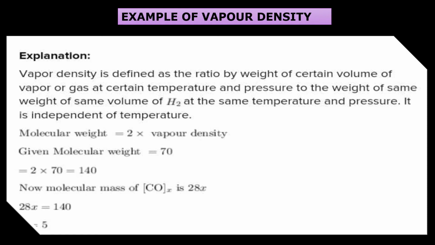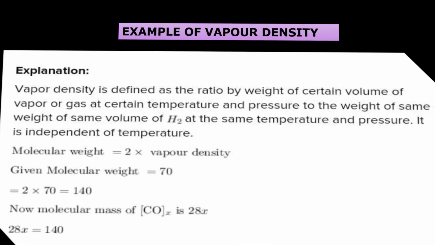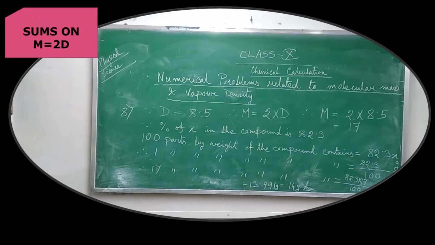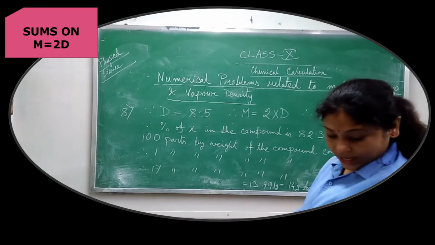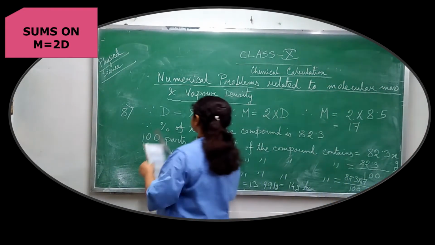Now, molecular mass of COx is 28x. So, therefore, 28x is equal to 140. Therefore, x is equal to 5. Now the next sum. Next sum means number 8.